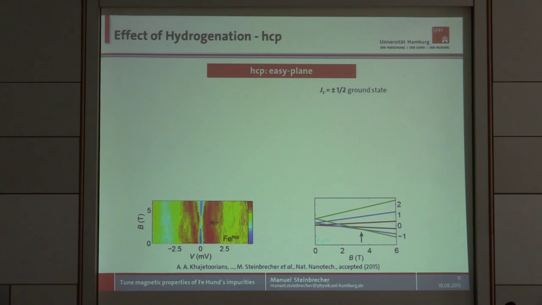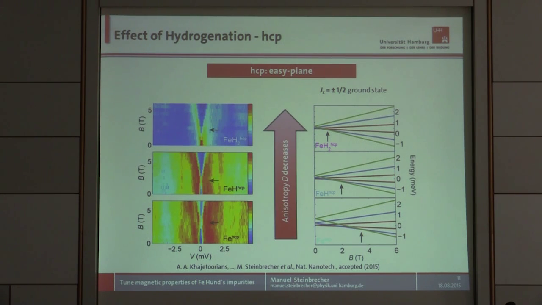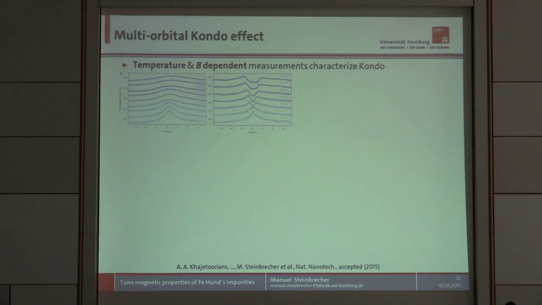For the HCP case, you can see this color plot here where now the colors represent the IETS signal intensity, and at roughly 3.5 Tesla, you see that there is a turning point of this magnetization, which is rotated from an in-plane to an out-of-plane direction with a magnetic field. And this means we have an easy plane system here, and the ground state of the system is a plus minus 1/2 state. Performing these measurements with hydrogen or two hydrogen attached shows you that the anisotropy is decreasing, the states come more closer together, and here we have this Kondo resonance, which you have already seen. And what you will see here is that the states here are really very close together and are barely separated. So this already gives us a first hint that we might have a multi-orbital Kondo effect here.